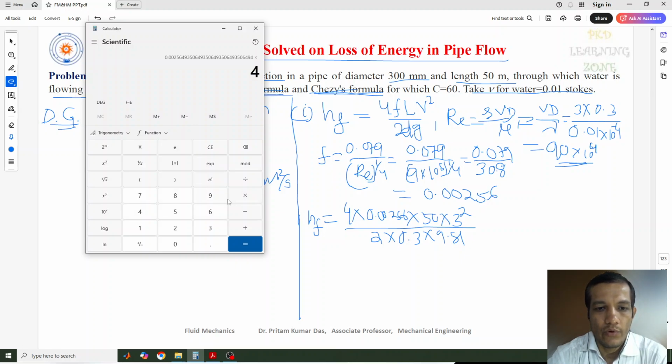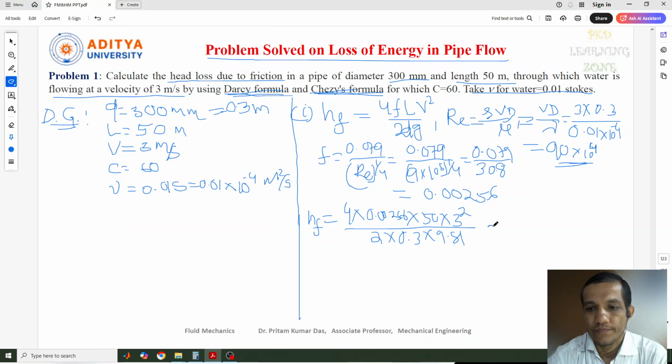So multiply by 4, again multiply by 50, again multiply by 9, divided by 2 into 0.3 into 9.81. We get 0.784 meter. So this is the head loss in the pipe flow due to friction by using the Darcy formula.